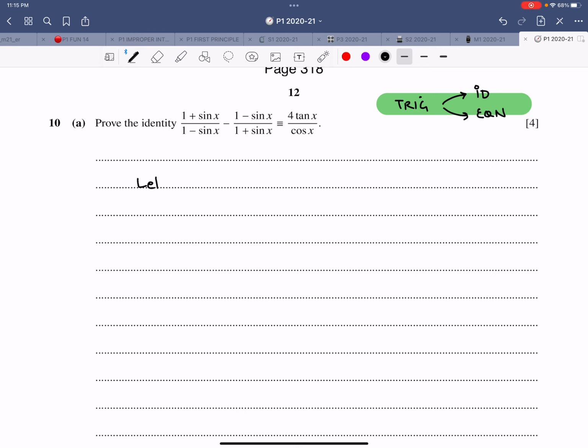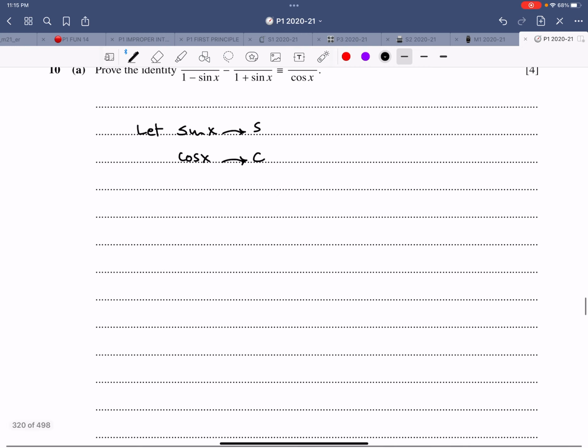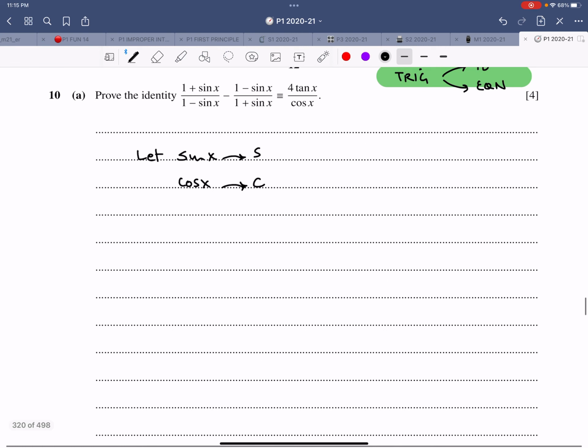So let sine x be denoted by the symbol S. Let cosine x be denoted by C. So therefore, it's something with LCM and it's something with the identity. Of course, we know how to use the identity and we know the identities itself. So first of all, what should you do? First is LCM. 1 plus S, 1 minus S, minus 1 minus S, 1 plus S. In such a question, be very, very careful with the signs. What is in the numerator, what is in the denominator, what is in between, be very careful.